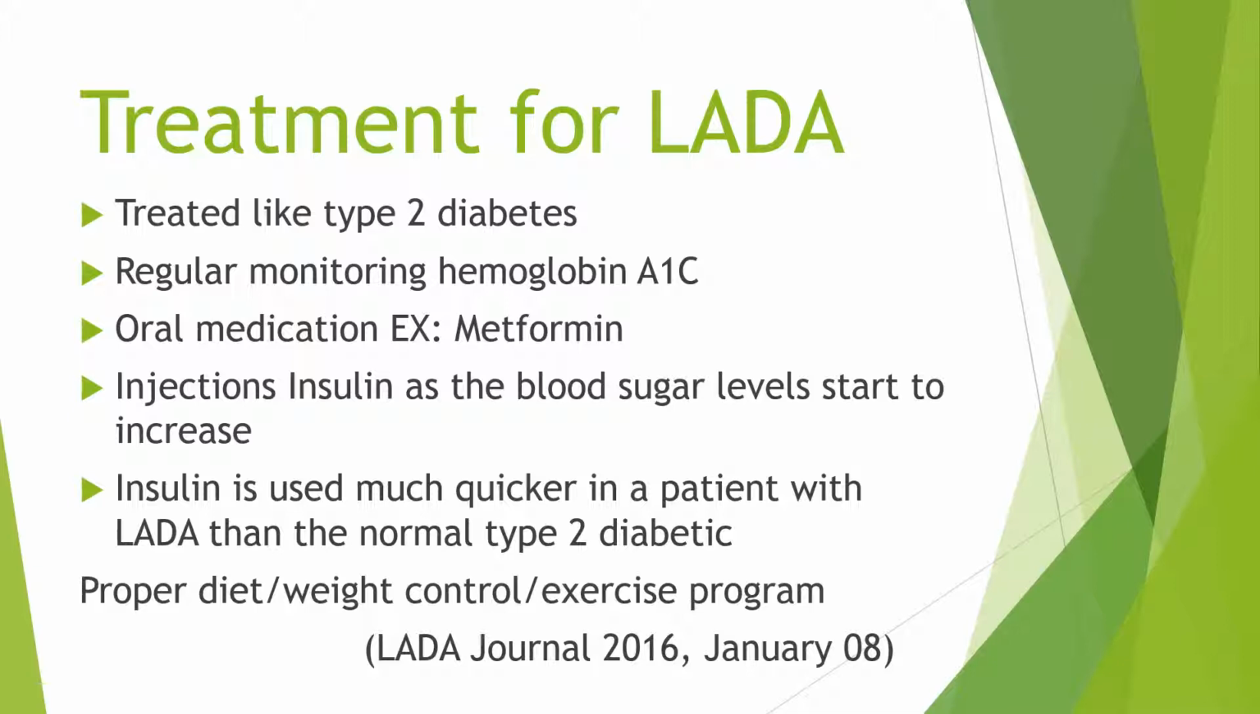The treatment for LADA: they start out treating it like type 2 because we don't know that it's really a type 1.5. Regular monitoring of the A1C, that's the blood test that we do every 90 days. Sometimes we do it every 6 weeks. It all depends on what we're looking for. And we will not know that that patient has type 1.5 until, like I said, there's other signs, or this patient is on a max amount of orals and taking a large amount of insulin, but they're not losing weight or they're not gaining weight.